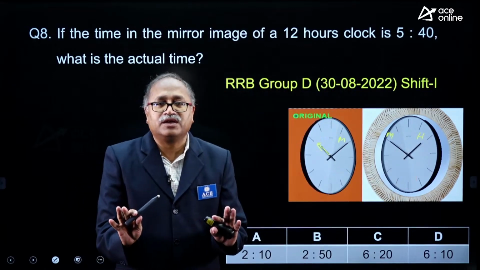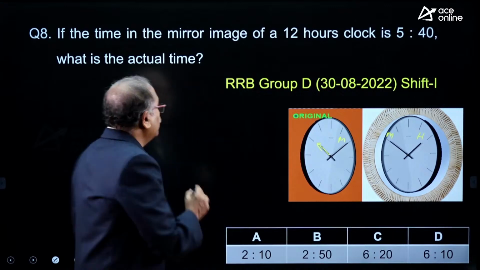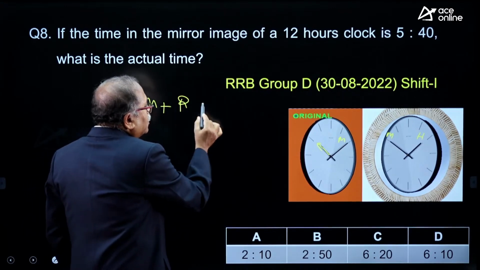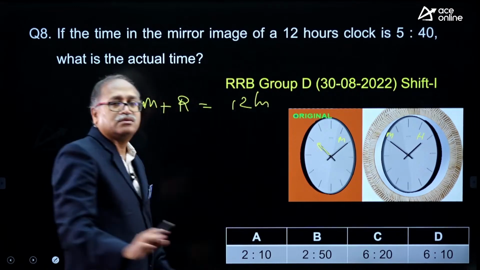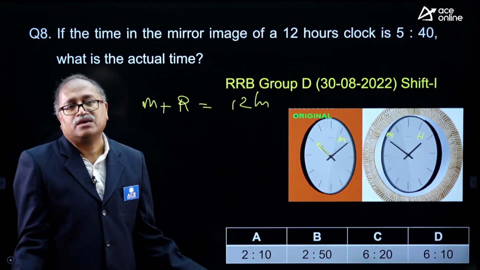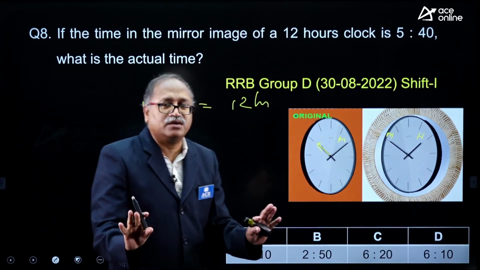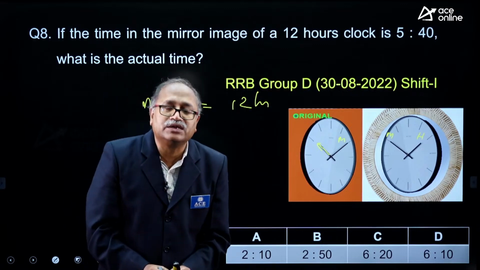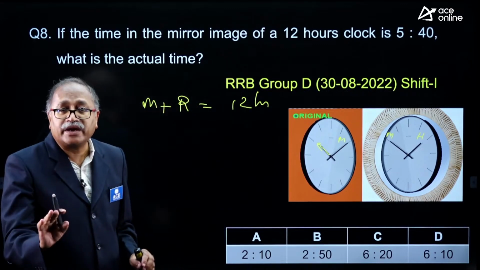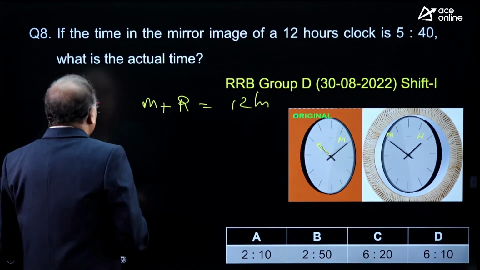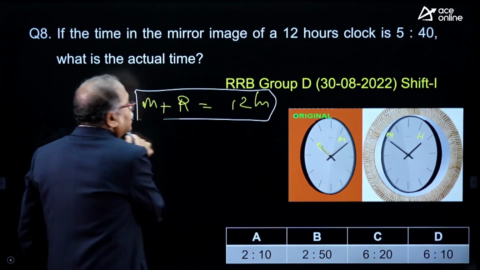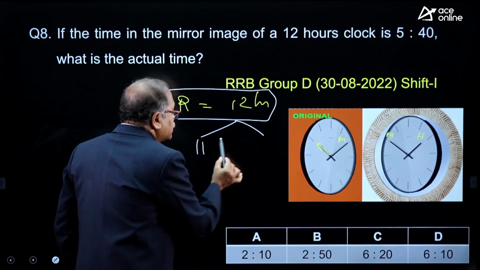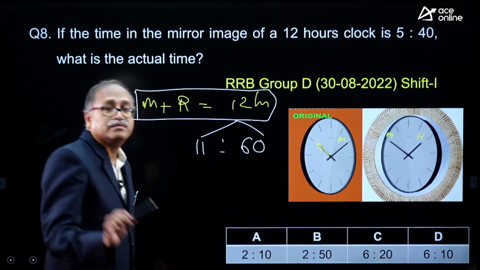That's only theoretical discussion. But the mirror time plus real time is always 12 hours. That's what I need to remember. This picture I just put so that you can understand the interchange of minute hand and hour hand. So the fact you are expected to know is that the mirror image plus real time is always 12 hours, and this 12 hours should be written as 11 hours 60 minutes.